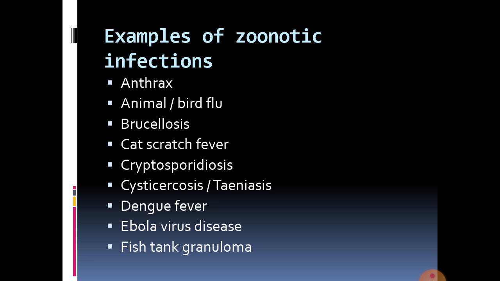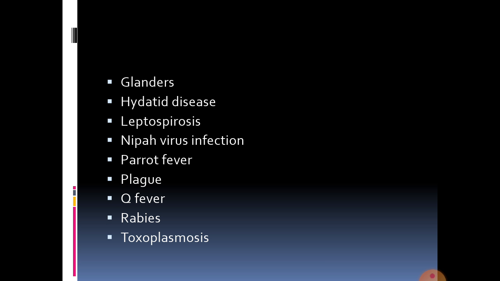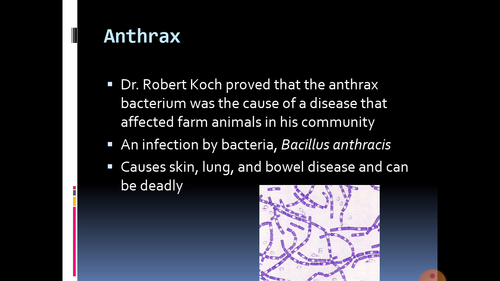Examples of zoonotic infections include anthrax, animal or bird flu, brucellosis, cat scratch fever, cryptosporidiosis, cysticercosis or taeniasis, dengue fever, Ebola virus disease, fish tank granuloma, Glanders, Hydatid disease, Leptospirosis, Nipah virus infection, Parrot fever, plague, Q fever, Rabies, or Toxoplasmosis.